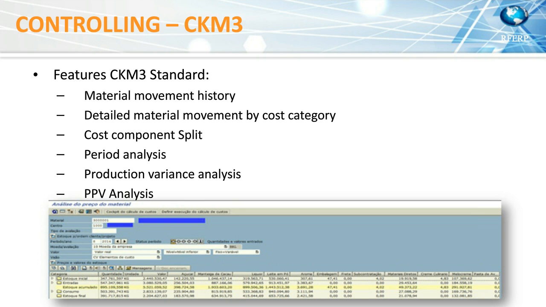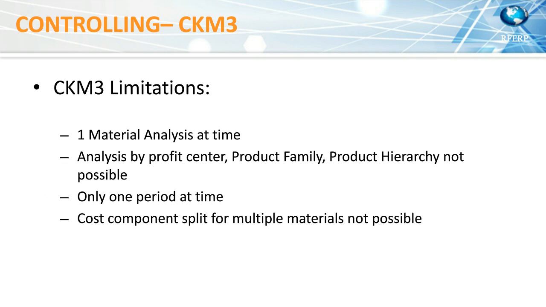And we can do price difference, PPV analysis, from purchasing and also production orders. Let's say, if we want to move further, what is the limitation of CKM? It's one material at a time. You cannot do any kind of grouping by profit center or product family. It cannot achieve the cost component split for multiple materials.